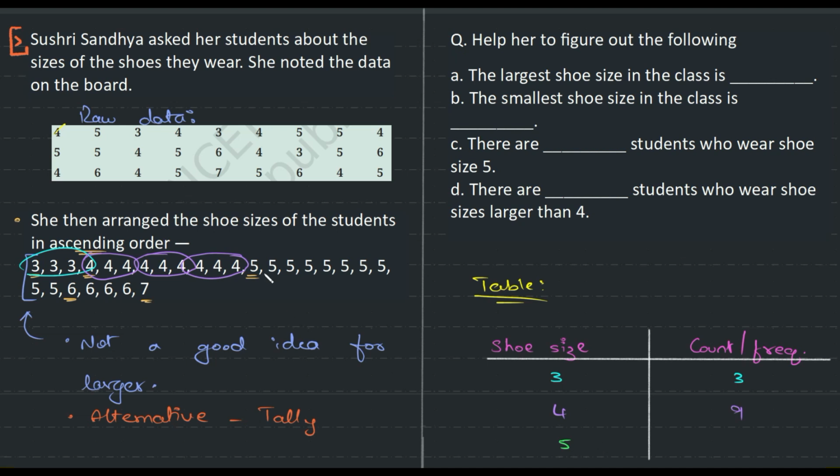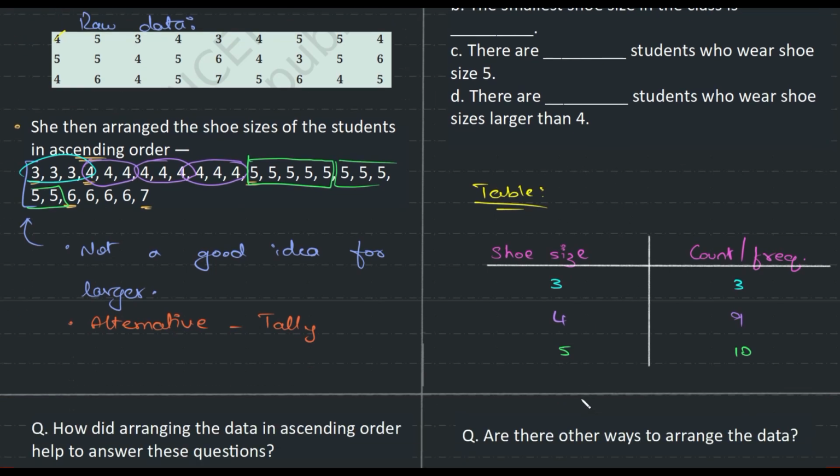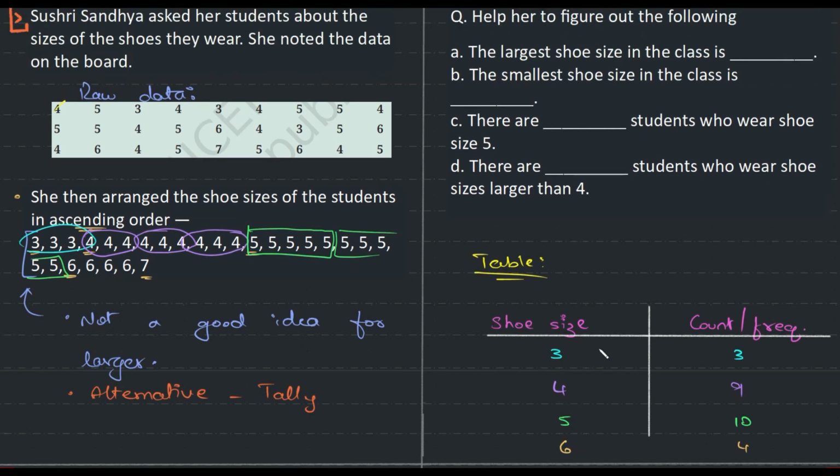We have shoe size of 5. We have 5, 3 plus 2, 10. We have shoe size of 6. Where do I write it though? Okay, 6 is 4 and 7 is 1. Okay, so yeah, I can still write it over here. 6 is 4 and 7 is 1.